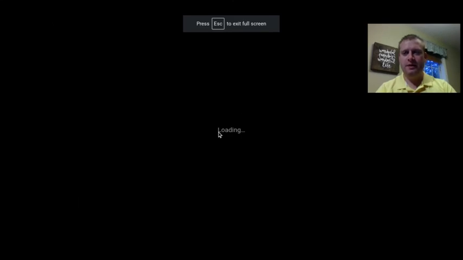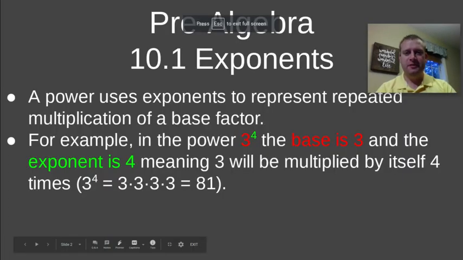The learning target in 10.1 and 10.2 is using exponents and understanding what they do. A power combines an exponent that represents repeated multiplication of a base factor. For example, in the power 3 to the fourth, the base is 3 and the exponent is 4, meaning 3 will be multiplied by itself 4 times.